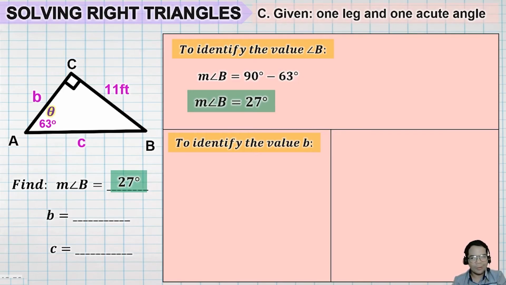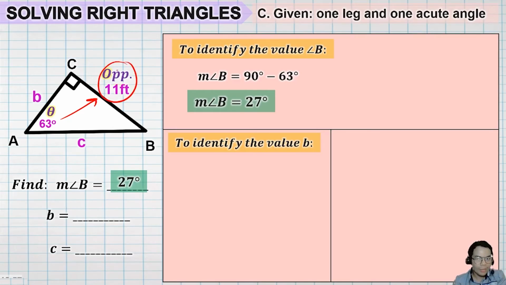Now, ito yung una nyo nga hanapin. Saan dun sa mga sides yung may binigay na value? Just like this one, 11 feet. So, identify mo anong side ba yan? Opposite, adjacent, o hypotenuse. So, yan yung una nating hanapin. So, since it's opposite our given angle theta or 63 degrees, 11 feet will be our opposite side.